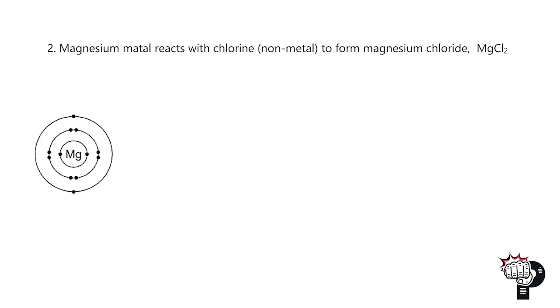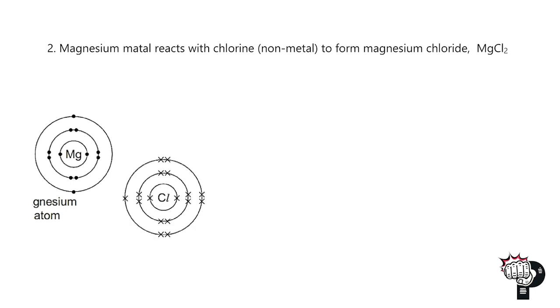Magnesium has an atomic number of 12, meaning 12 electrons. Configuration 2, 8, 2. 2 electrons in the first shell, 8 electrons in the second shell, and 2 electrons in the outermost shell. So it's these 2 electrons in the outermost shell that will be lost. Let's draw a structure for a chlorine atom. Configuration for chlorine 2, 8, 7. 2 electrons in the first shell, 8 electrons in the second shell, and 7 electrons in the outer shell.